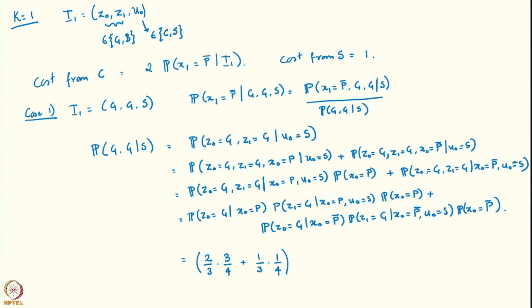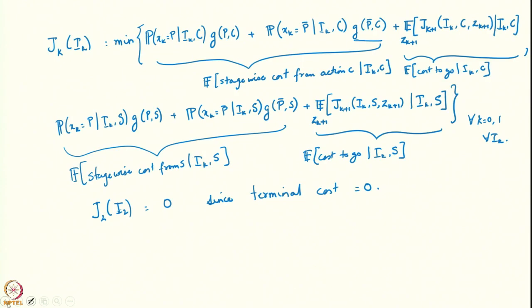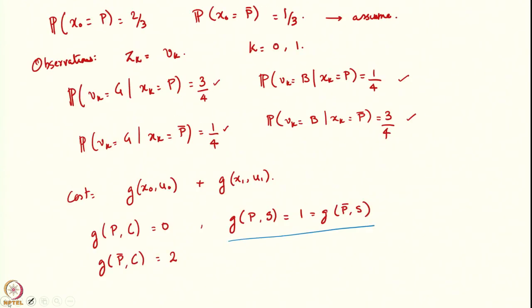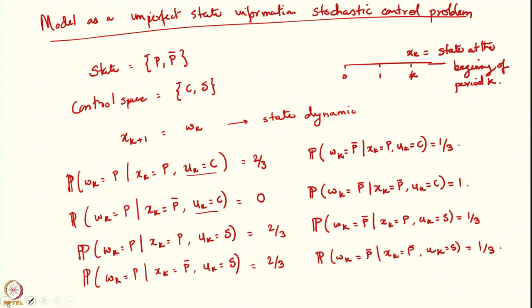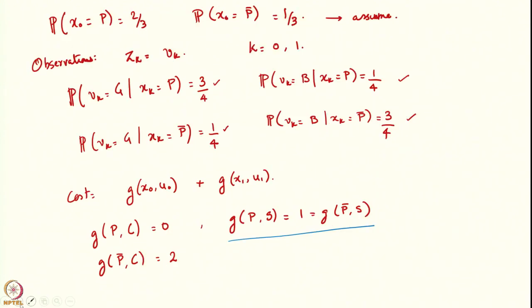This just computes the probability of getting observation g at time 0. Now, the probability of getting observation g at time 1 can be computed, but that requires some additional work on top of this. There we need to also look at the probability that the machine is in a certain state at time 1. For that we need the probabilities that the machine transitions to a certain state when we are taking a certain action, since we are choosing an action S here.